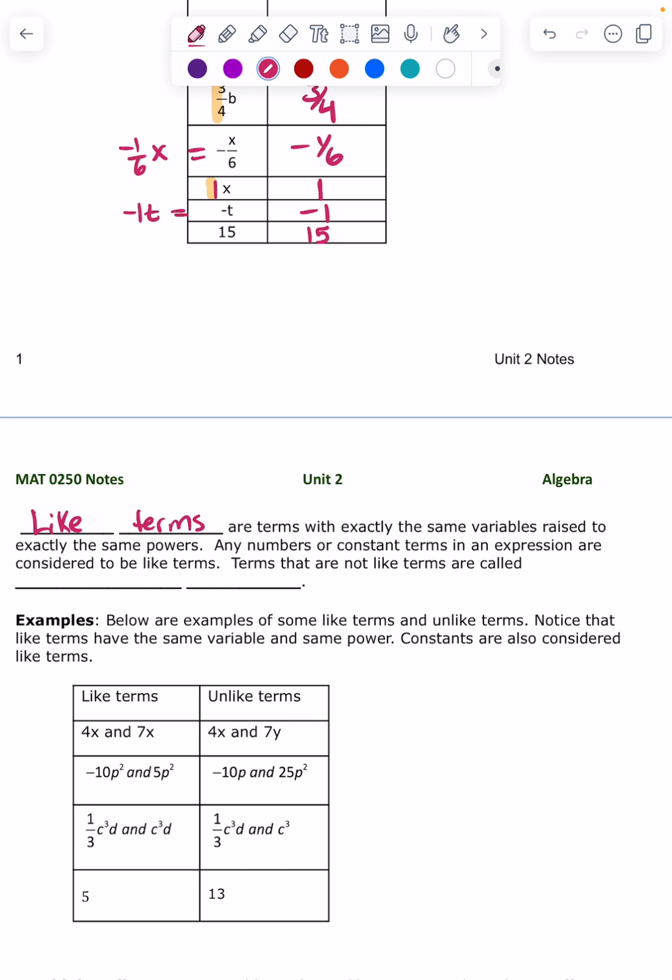Any numbers or constant terms in an expression are considered to be like terms. So if you just have a plain old number, that's going to go with other plain old numbers. So I'm talking about terms that don't have any variables in them. They're just number terms. And then terms that are not like terms are, this is going to blow your mind, they're called unlike terms.